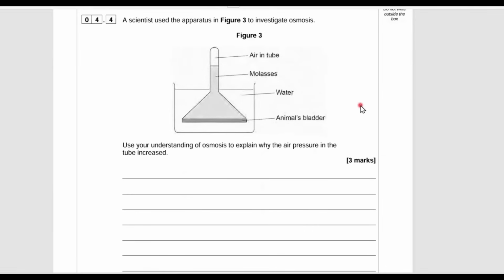It's 3 marks. Why don't you pause the video, grab a pen, grab a paper, have a go, or just do it in your head? And now I'm going to go through the answer.